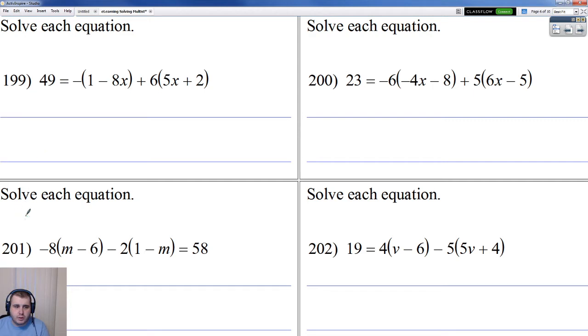I'm gonna do number 201. I like number 201. I'm gonna do that one, and then the other three basically the same thing. So we'll go through each of those individually. So with number 201, you're going to distribute. So first you'll distribute this -8 into the m and the -6. And then we'll distribute this -2 into the 1 and the -m. And remember that this negative is part of this too. So just be careful as you're going through.